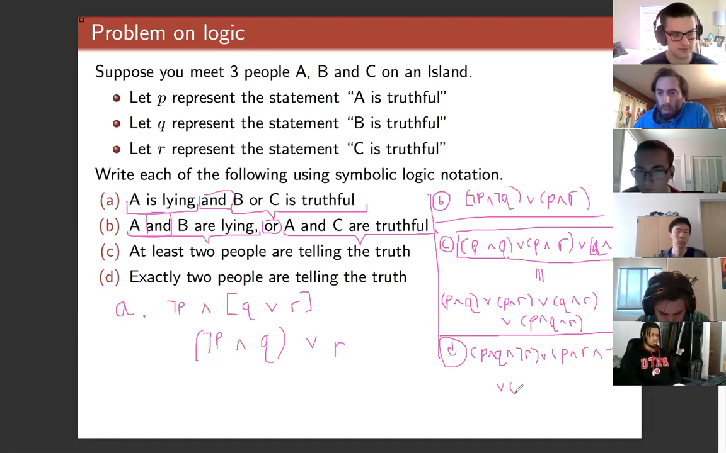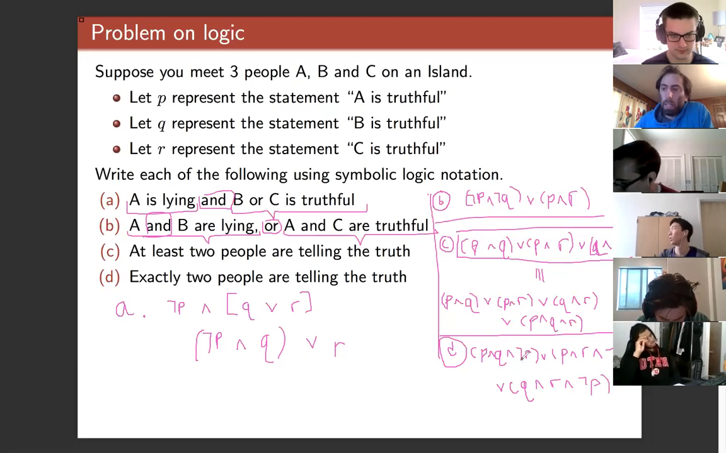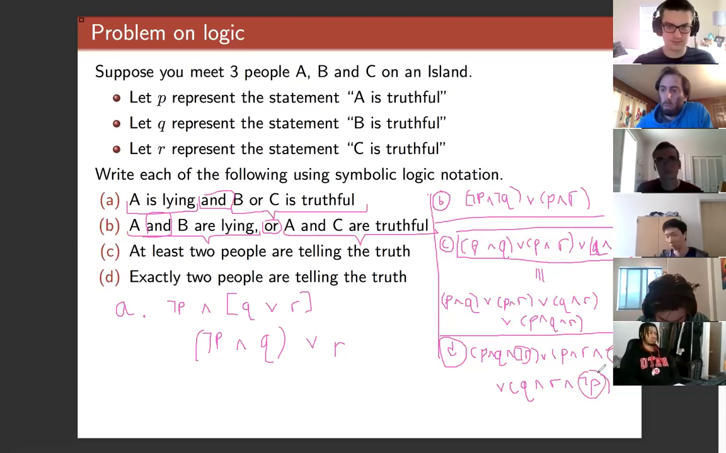Or it could be that B is telling the truth and C is telling the truth and A is not telling the truth. So that would also be exactly two. So this is Q and R and not P. So in this case, we have to have these negation statements here to make sure that we're representing exactly two and not three people telling the truth.